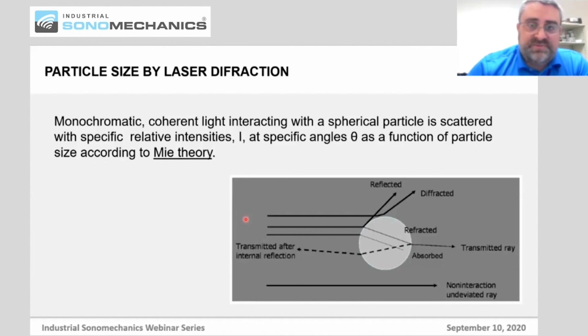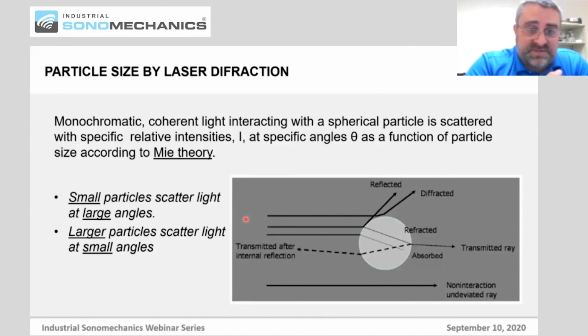And the way Mie theory works is that you're looking for small particles that are going to scatter light in large angles, or large particles are going to scatter light in very small angles. I'm sorry, that one's diffraction. Small particles scattering light at very large angles, that's how we're going to be measuring the nanoemulsions.